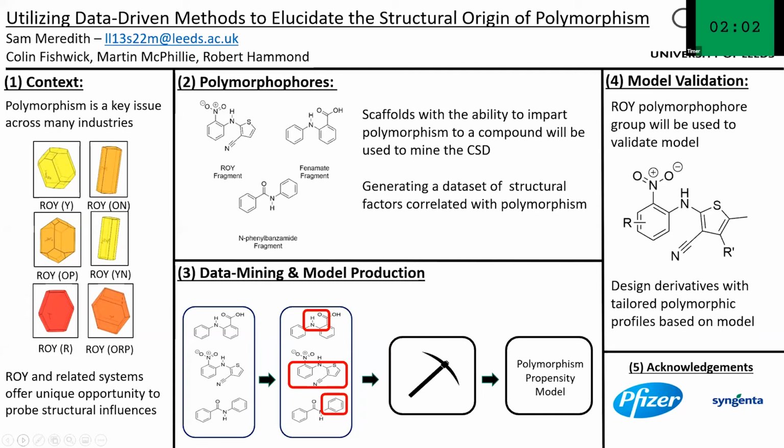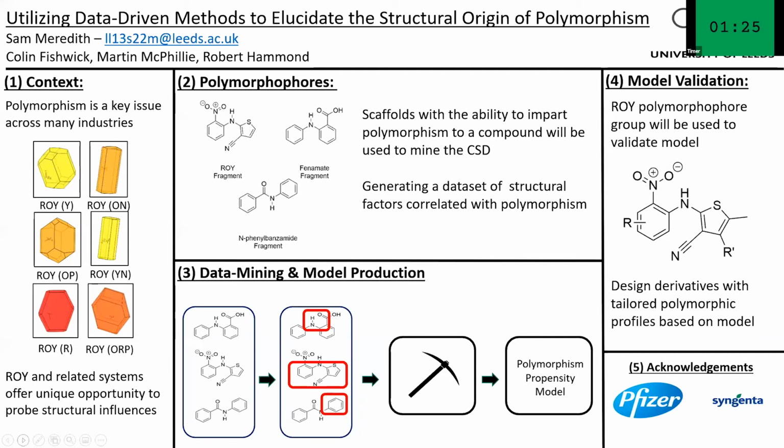So key to the research that we'll be conducting is this concept of a polymorphophore. Polymorphophores, for those that are aware of medicinal chemistry, are analogous to pharmacophores, in that a polymorphophore has the ability to impart polymorphism to a structure when it is incorporated into the chemical backbone of another chemical structure. In this way, these scaffolds are polymorphically privileged.